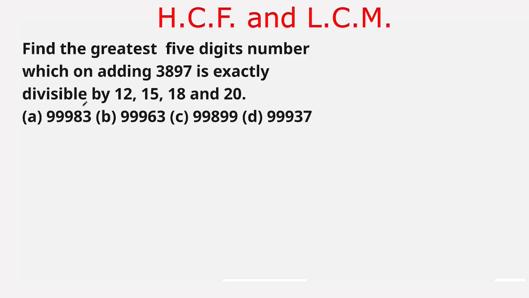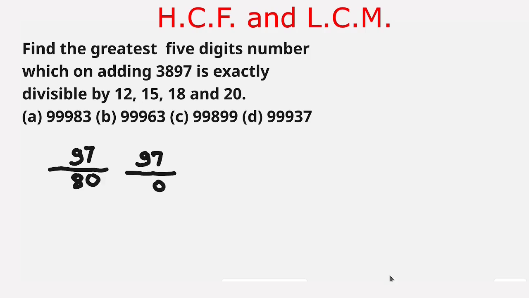Our answer must be from option A and B. Now, as 12 and 20 both are divisible by 4, the last two digits on adding 97 of 3897 must be divisible by 4. So if we add 97 to option A, this comes out to be 7 plus 3 is 0. We carry 1. 9 plus 9 is 18. 80. 80 is divisible by 4.